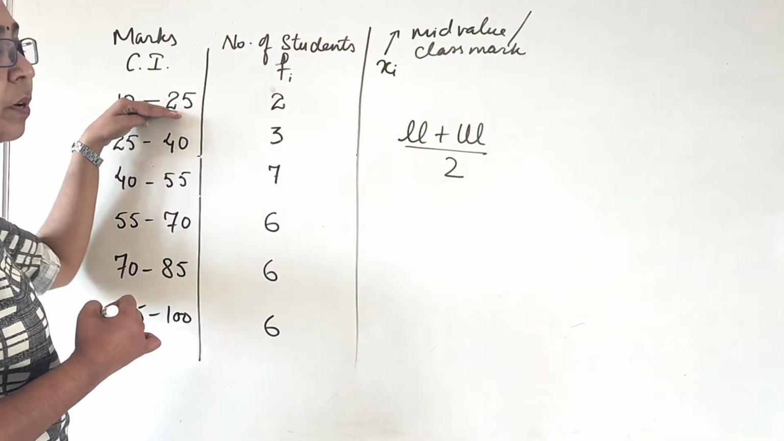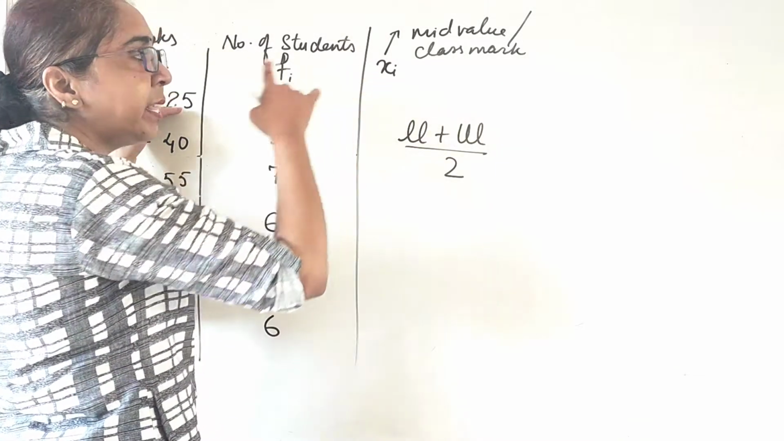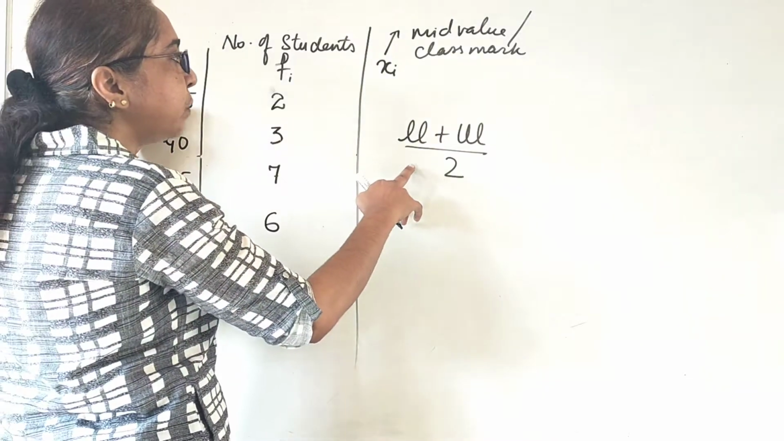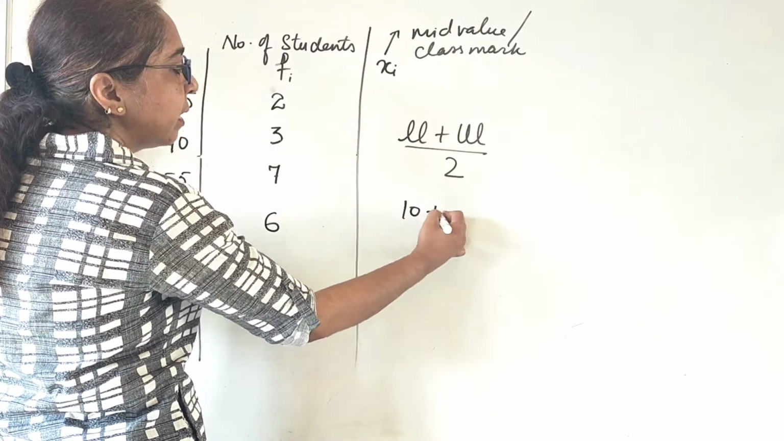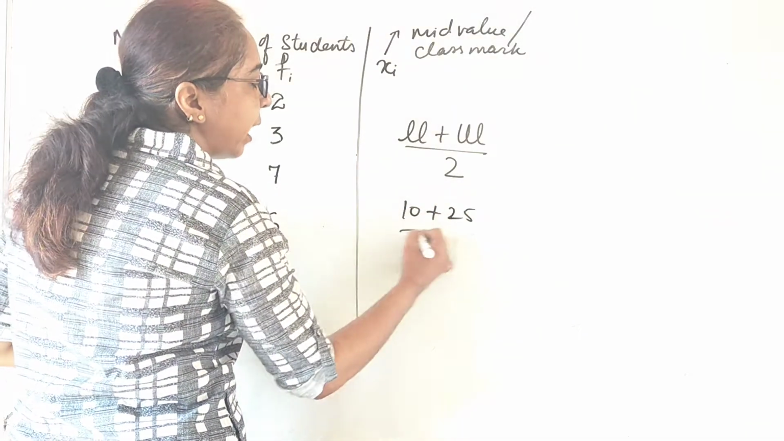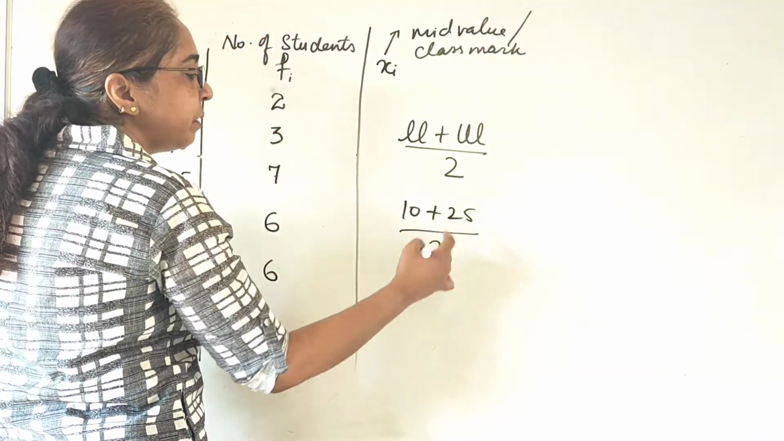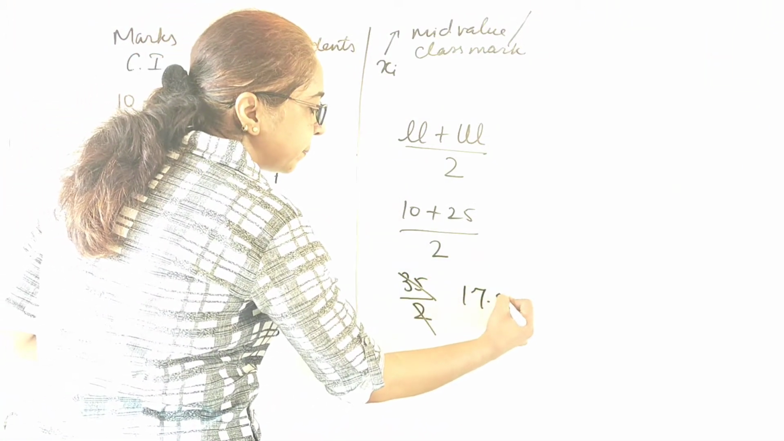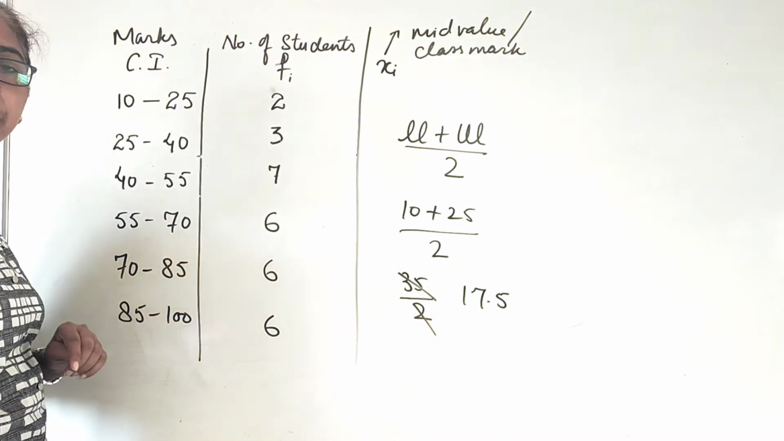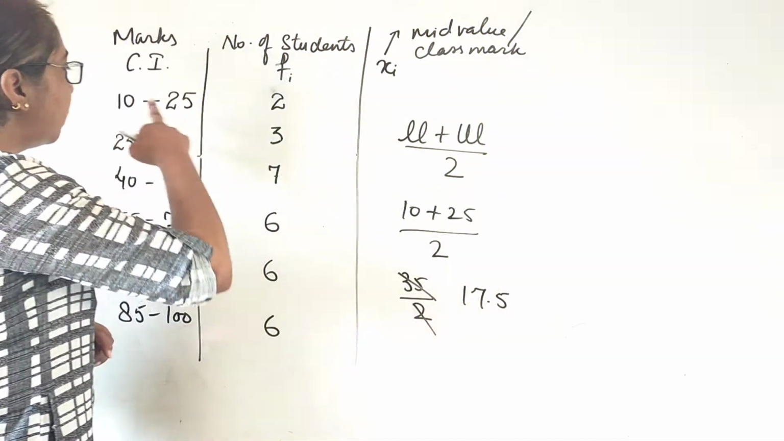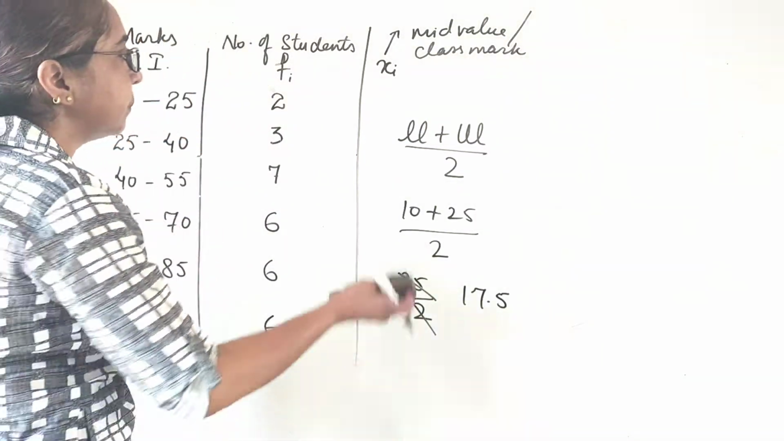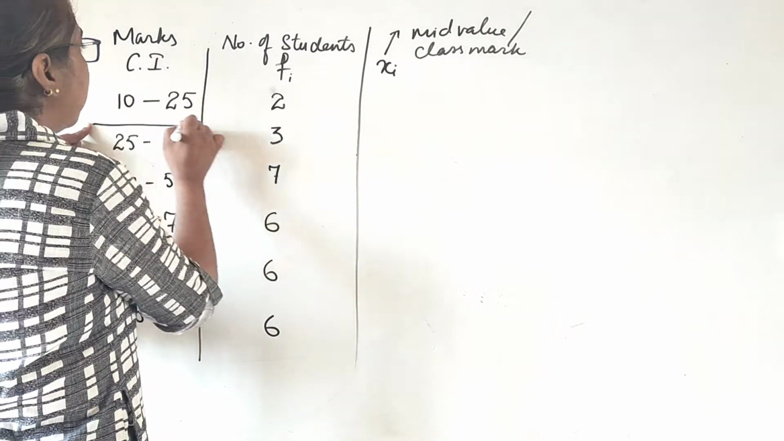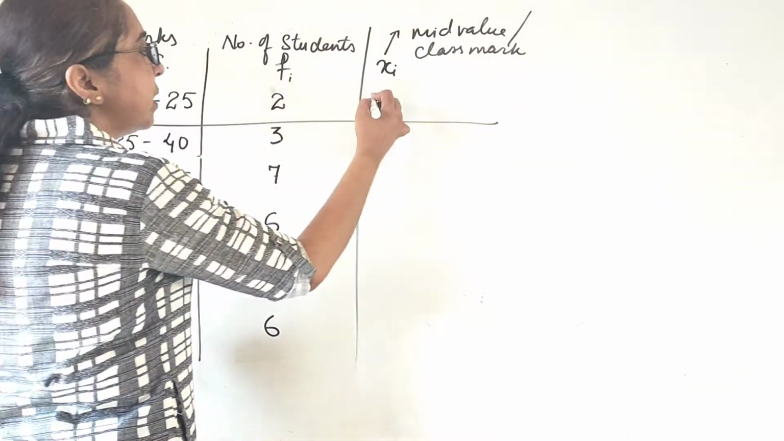So if I have this interval 10 to 25 and I want the class mark, the mid value, the average value of this class interval, what is the lower limit here? 10, upper limit is 25, divided by 2. So 10 plus 25 is 35 by 2, and if I divide that I will get 17.5. Okay, so this is the mid value of the first interval. So I will write it here as xi. The xi for the first interval is 17.5.